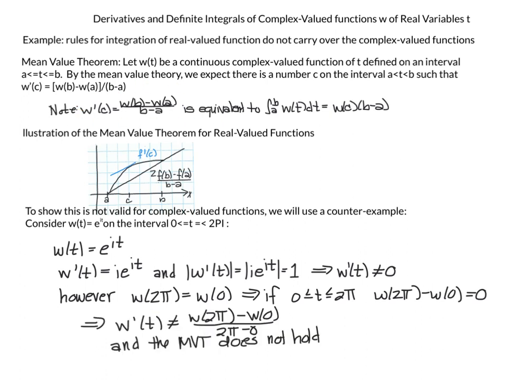So again, w prime of t, which can't be equal to 0, is not equal to w of 2 pi minus w of 0 over 2 pi minus 0, because this portion equals 0. So the mean value theorem does not hold.